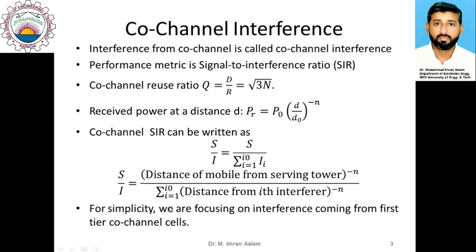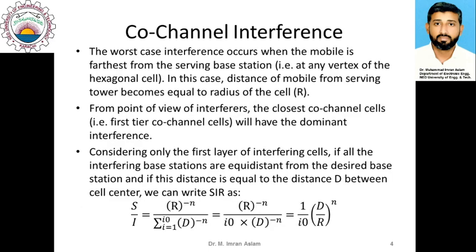So the first assumption that we are discussing is that we will be focusing on interference which is coming from the first tier of co-channel cells, because the first tier of co-channel cells are at close distances, and all the higher tiers are at relatively larger distances and eventually contribute less towards interference. So we are ignoring the interference coming from the second tier onwards, and we will be calculating the interference for the first tier co-channel cells.